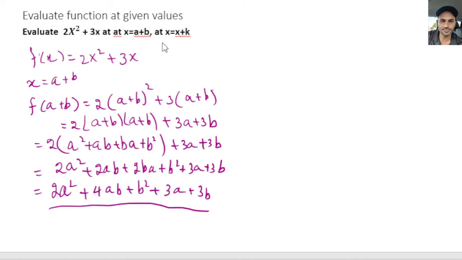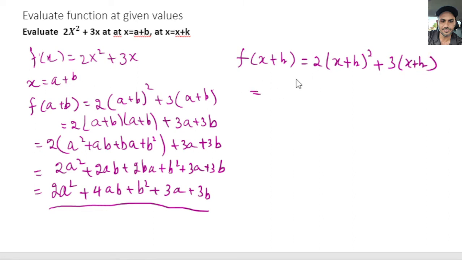Now let's do the second part, where x is equal to x plus k. So we have f of x plus k equals 2 times x plus k squared plus 3 times x plus k. Then we go ahead and solve this. We have 2 and we have x plus k times x plus k. We simplify this, x plus k squared. And then here we distribute this 3 inside. So we have 3 times x is 3x plus 3 times k is 3k.